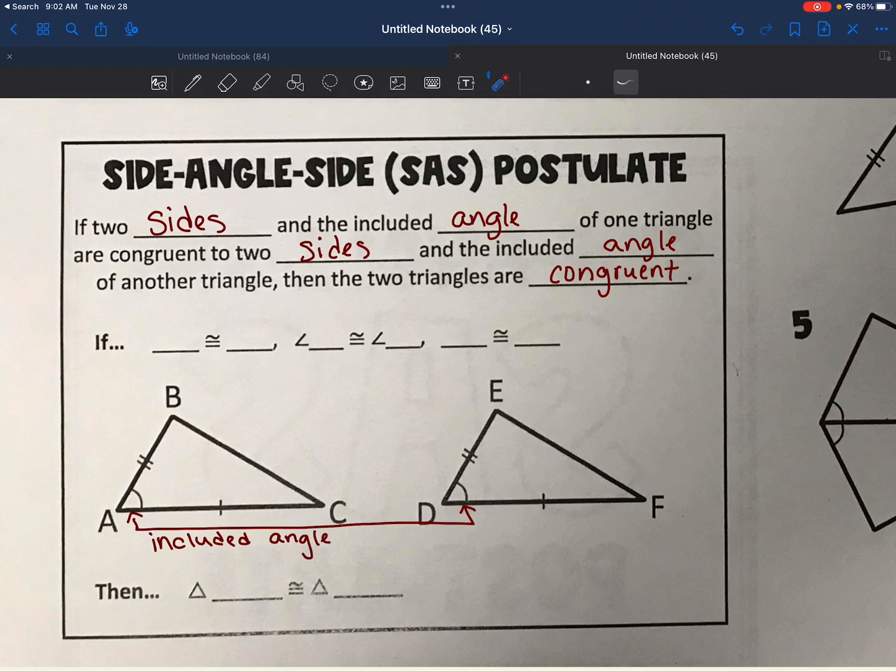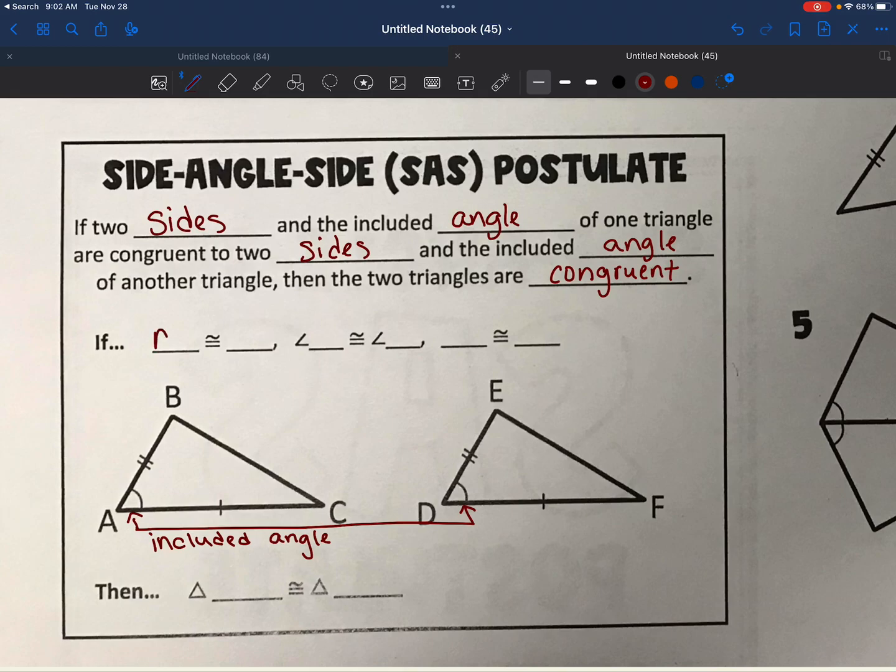Right, so notice if I go along the two sides here, those two sides connect at the included angle. Same thing here. These two sides connect at the included angle. So it has to be that one angle that falls between the two sides where they connect. Okay, so let's talk about which parts are congruent here.